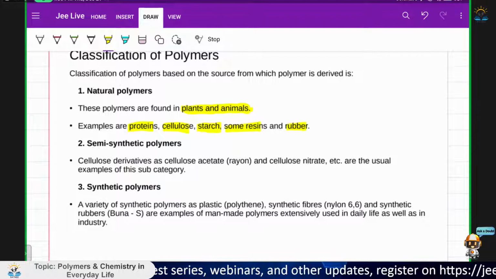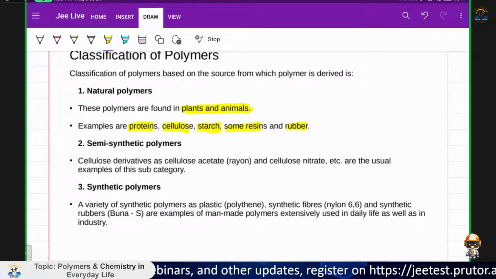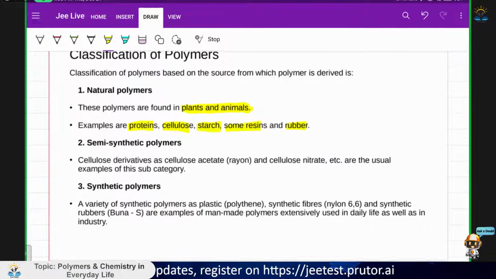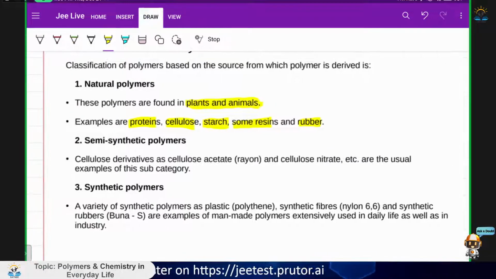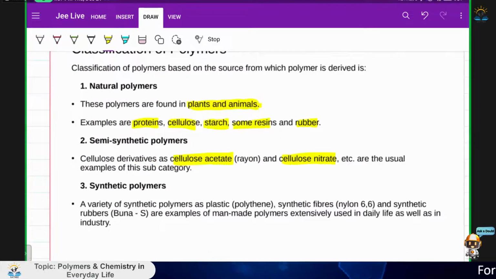Now, semi-synthetic polymers. What are semi-synthetic polymers? These are polymers that we prepare from natural sources, but we combine them using our chemical processes. Examples of such polymers are cellulose derivatives, cellulose acetate, and cellulose nitrate.